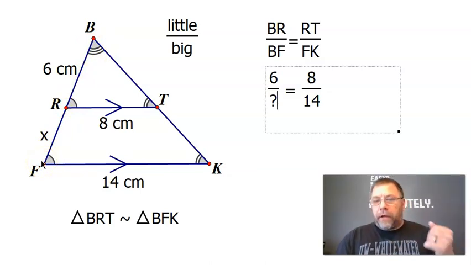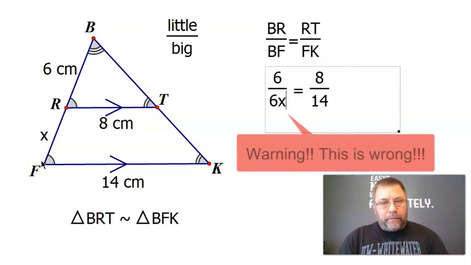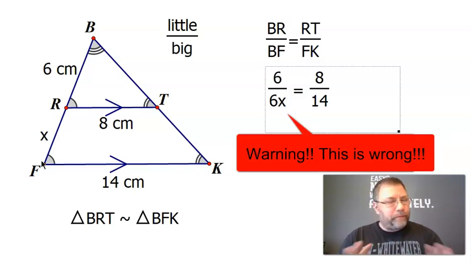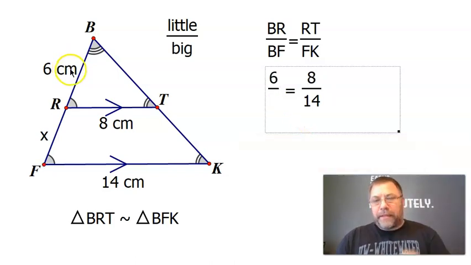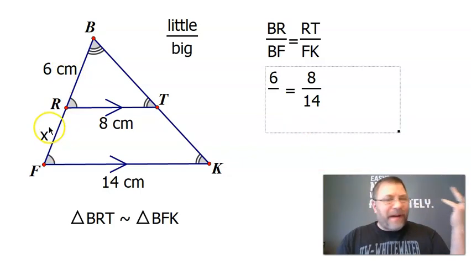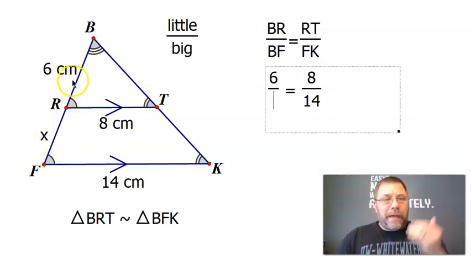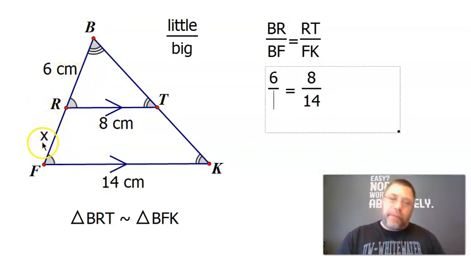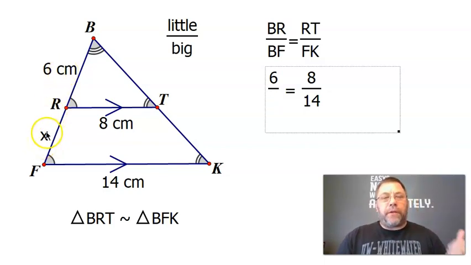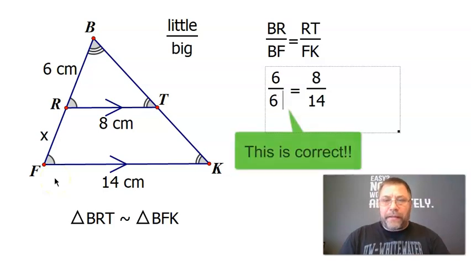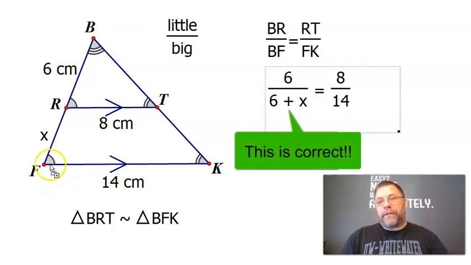Now, once again, here comes a common mistake. What I'm going to write is wrong. Everybody wants to write 6x. That is wrong. 6x means 6 times x. If this was 6 centimeters and this was, let's say, 5 centimeters, how long would the whole thing be? It wouldn't be 6 times 5. It would be 6 plus 5. So you don't multiply these two pieces together. You're going to add them. So if BR is 6 and RF is x, how long is BF? You should have guessed by now. It is 6 plus x. And we have our starting proportion.